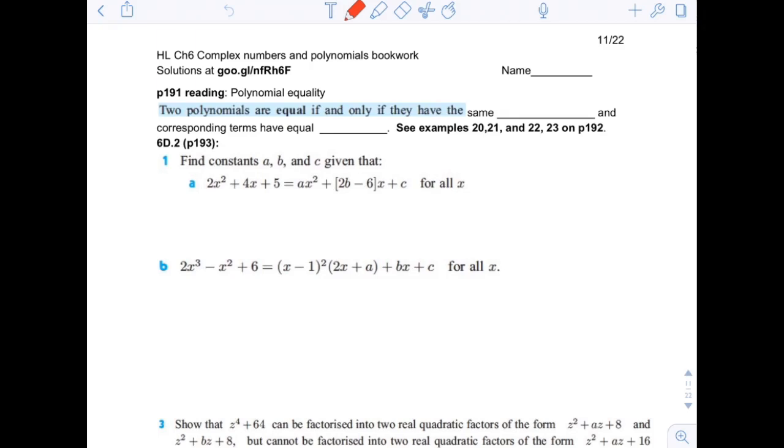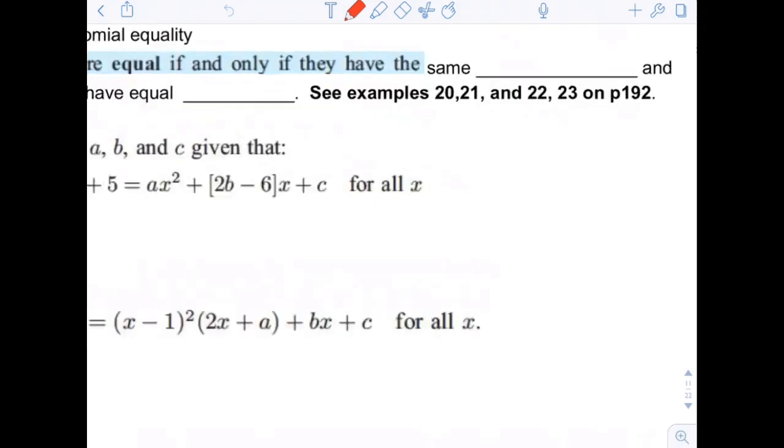If you have two polynomials, they're equal if they have the same degree and the corresponding terms have equal coefficients. Does that make sense? For example, the polynomials have to be the same length. They have to have the same highest order. Every single one of the terms has to have the same number in front of it. That's the coefficient. Okay, so I'm going to write down here.